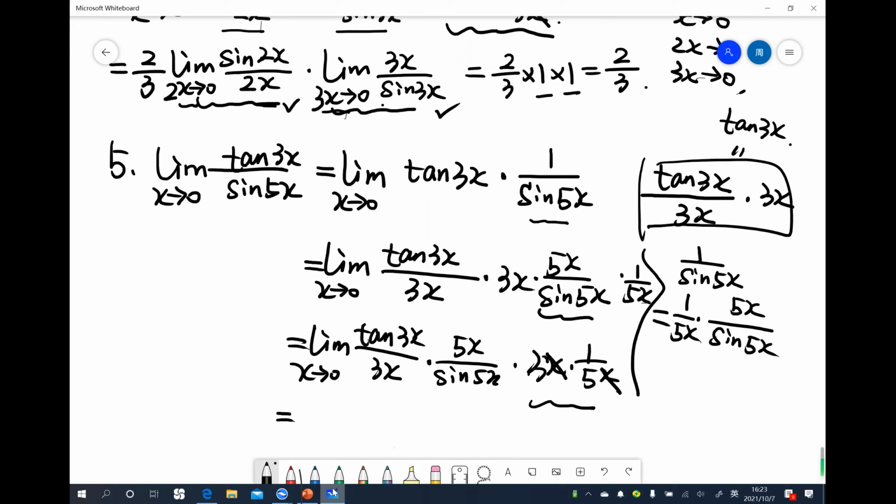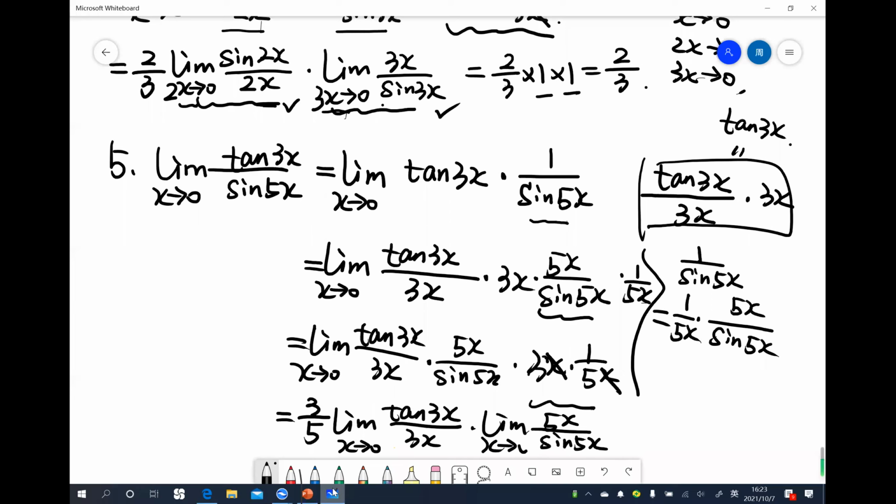And we get a constant 3/5 here. So we can take that out as 3/5. And here is the limit of tangent 3x over 3x, and the second is the limit of 5x over sine 5x as x approaches 0. These two limits are the same, each equals 1, right? So that equals 3/5 times 1 times 1, equals 3/5. So this is the solution for question number 5.